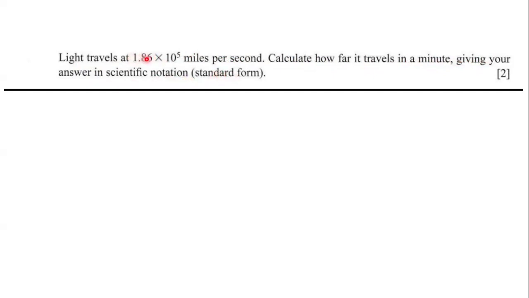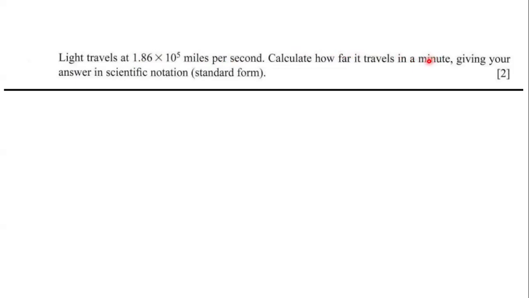Now here, it tells us that light travels at 1.86 times 10 to the fifth miles per second. That means in 1 second, light travels 1.86 times 10 to the fifth miles. And so that's how far light will travel in 1 second. But we need to figure out how far light travels in 1 minute. Now, 1 minute is 60 seconds.